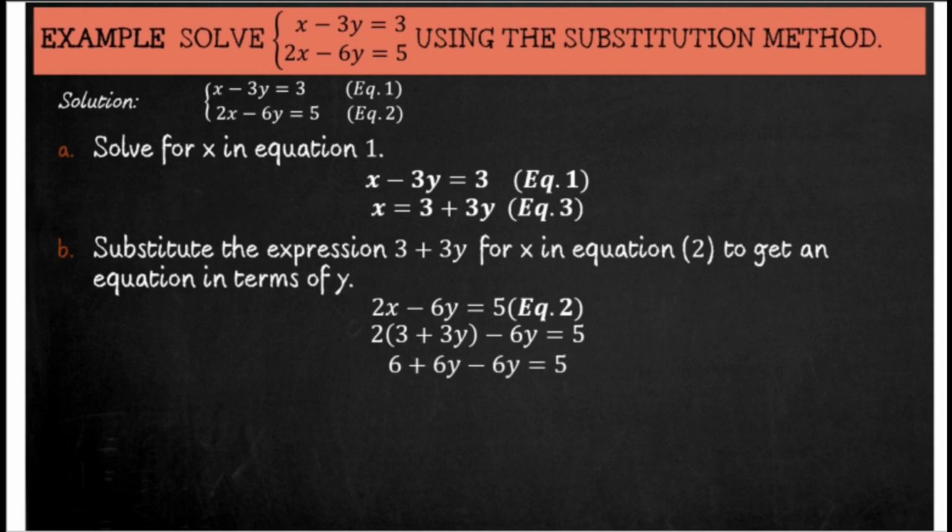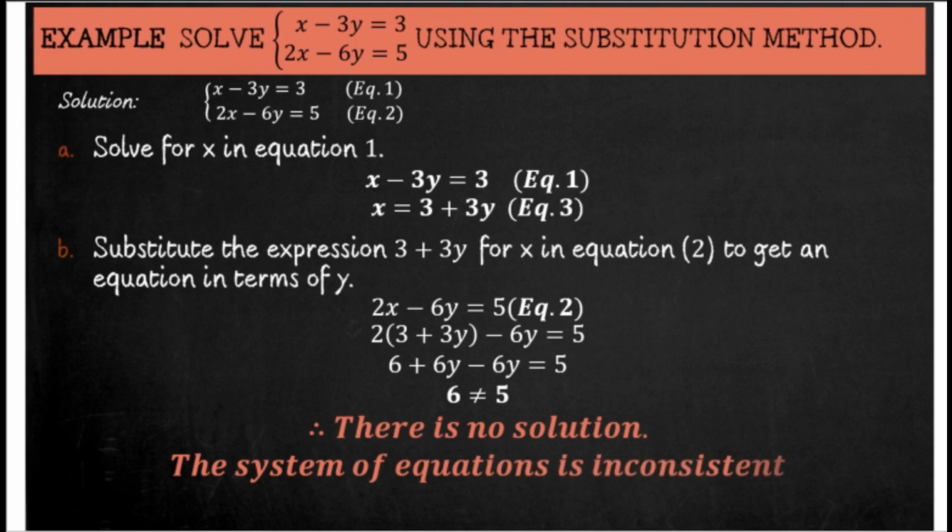The result is 6 plus 6y minus 6y equals 5. 6y minus 6y is 0. The result is 6 is not equal to 5. Since no variable was left and 6 equals 5 is not correct for any value chosen for x and y, there is no solution to this system of equations. The system of equations is inconsistent.